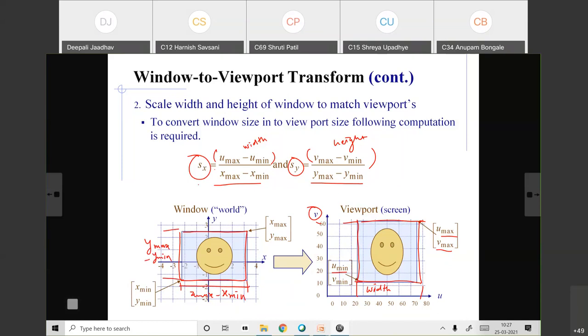We are going to scale this width and this height into this width and this height. For that, sx is this width divided by this one, and sy is this height divided by y max minus y min. In this way we identify the scaling factors sx and sy. That computation is required.